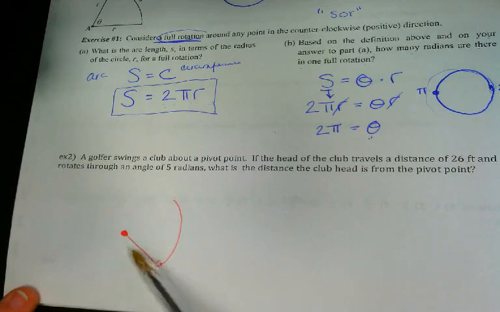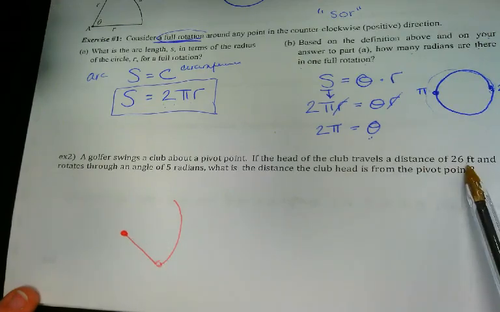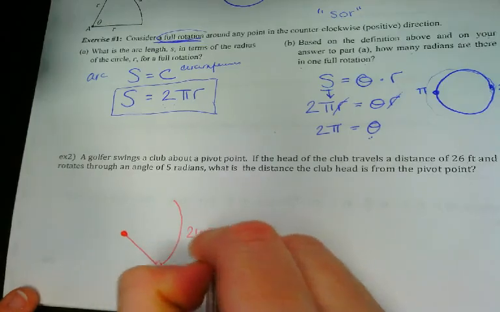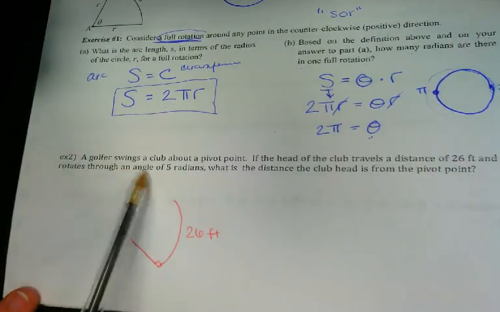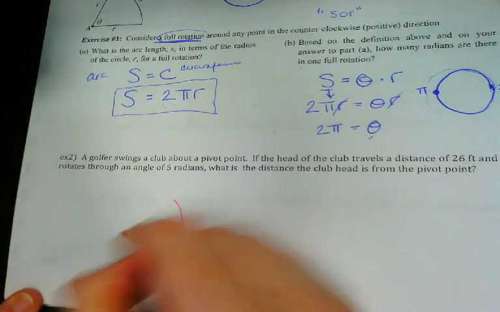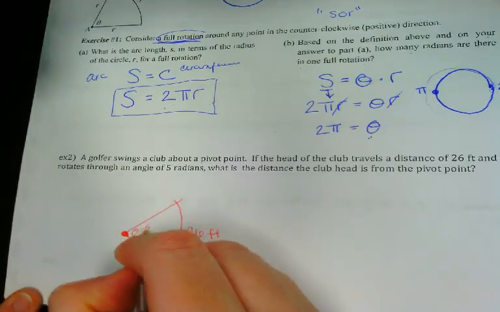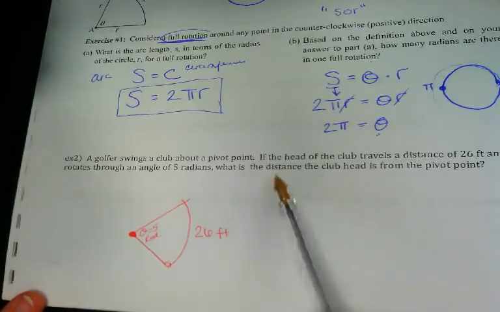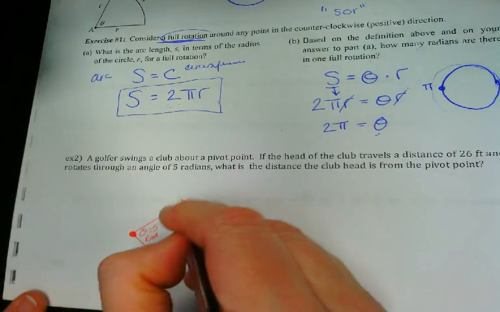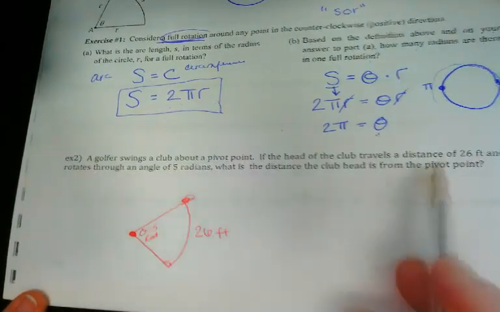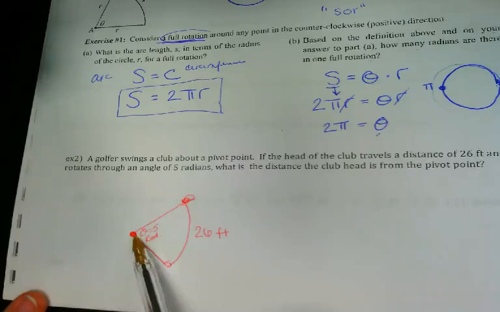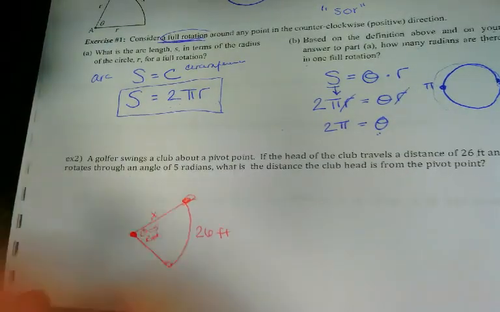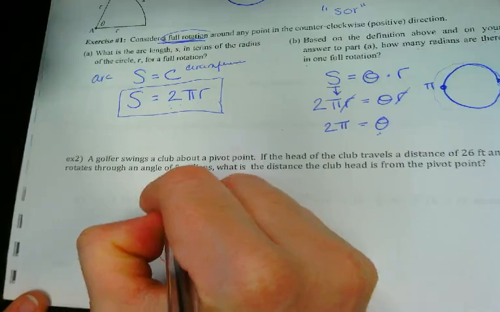The angle, the radius, or the arc? The arc is 26 feet. And it rotates through an angle of 5 radians. So the angle is 5 radians. What is the distance the club head, so here's the club head after I swing, right? The club head is from the pivot point. So I'm looking for the what? Radius. I'm looking for the radius.